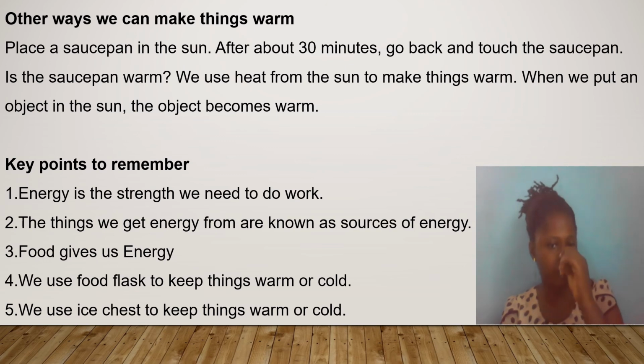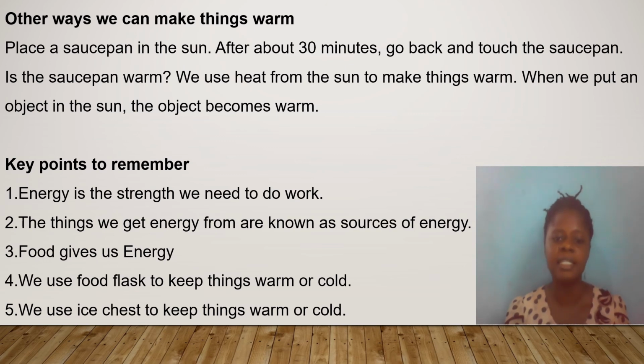Alright, this is the end of the lesson, and there are key points that we need to remember. Let us always remember that energy is the strength we need to do work, and we get energy from places known as sources of energy. Food gives us energy. We use fridges to keep things cold. We use ice chests to keep things warm or cold.